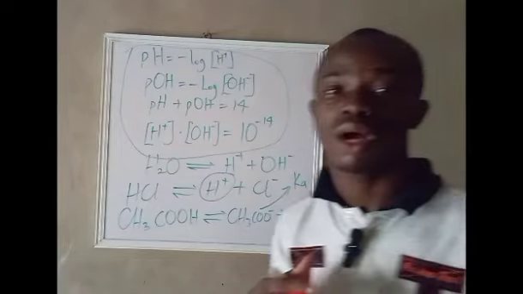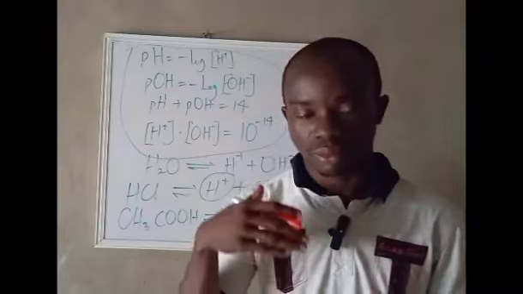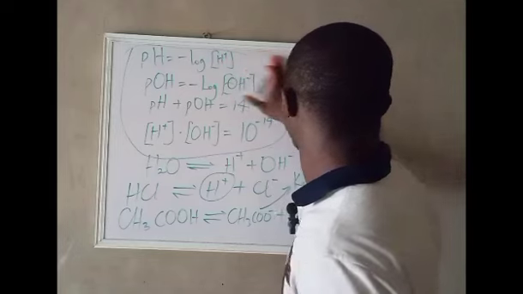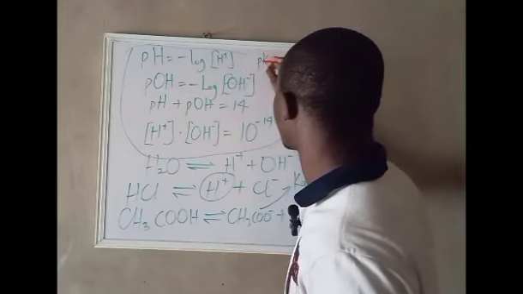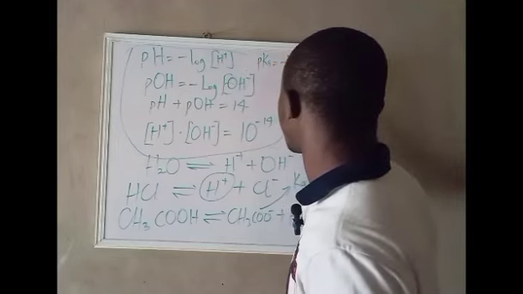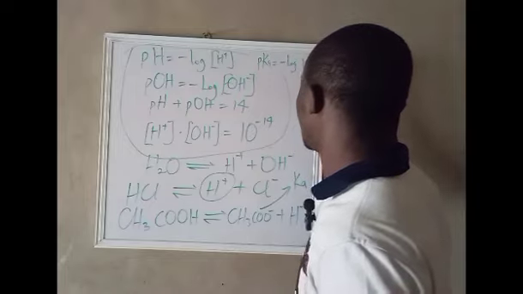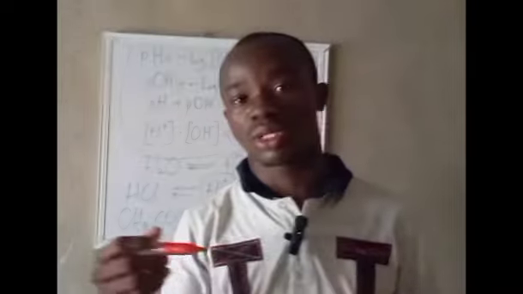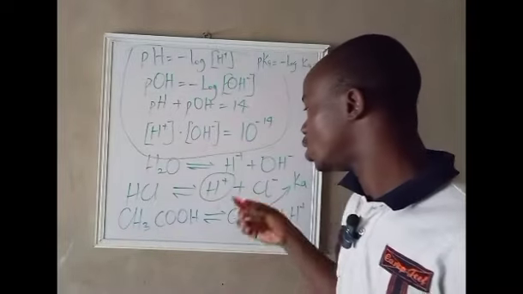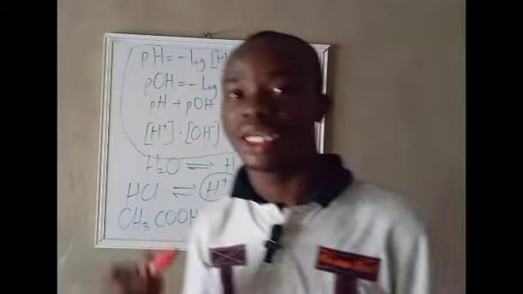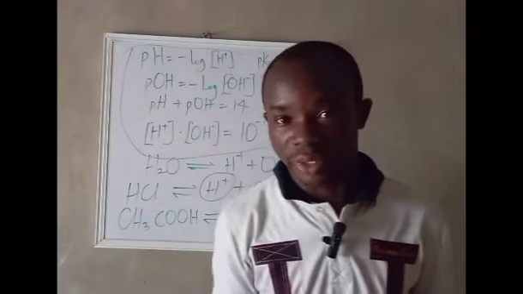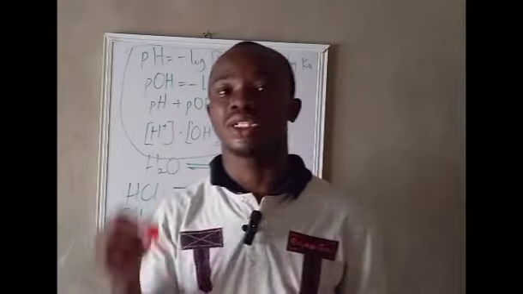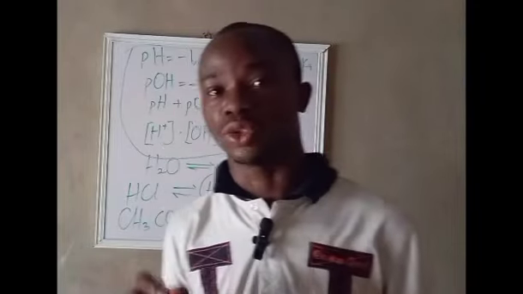At the same time, we also have another parameter that we call pKa. So we have that pKa equals minus log of Ka. But like I told you, Ka tells us about the extent to which a particular weak acid can dissociate. But Kb, on the other hand, will tell us about the extent to which a weak base can dissociate.